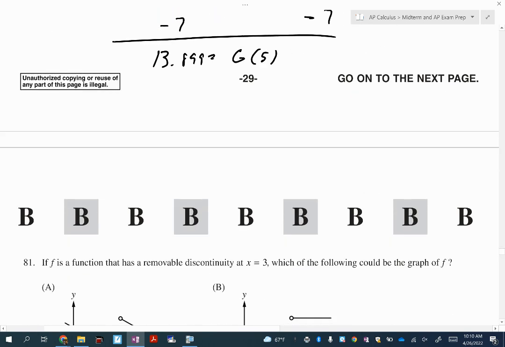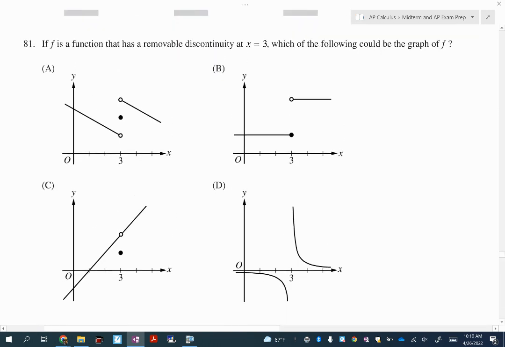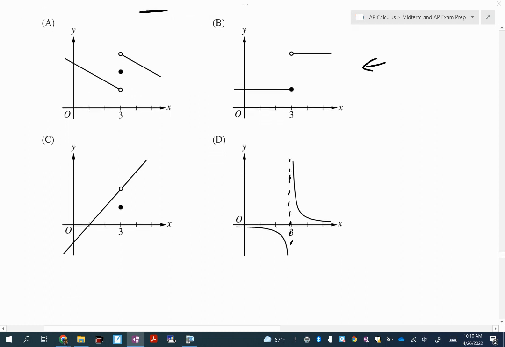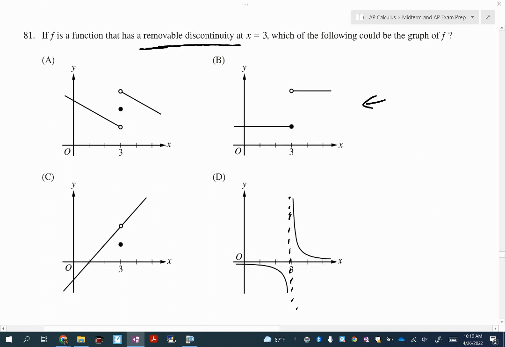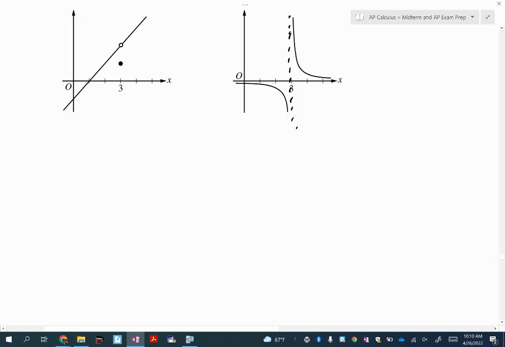All right, 81. Now this one is asking about removable discontinuity. We have 3 types of discontinuity. We have removable, which is when you're thinking about holes. We have jump discontinuity, which is happening in letter B. And then the other one, infinite discontinuity, when you have asymptotes. Okay, so in this case, I'm thinking about where they are cutting out a hole and moving that piece somewhere else, and that is in C. All right, so that's kind of what I want you to think from when you're back in algebra. All right, so 81 is C.